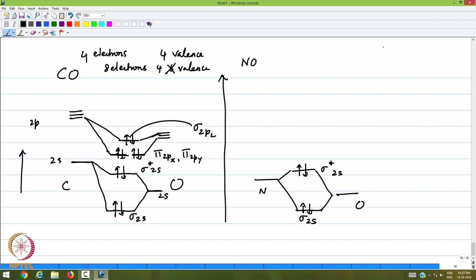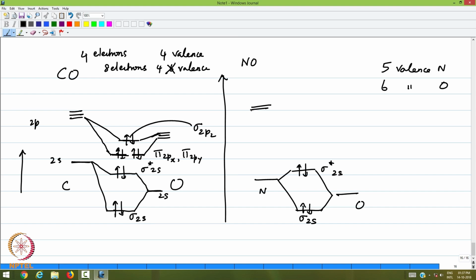There are 4 valence electrons for carbon, and for nitrogen, let me see, there are 5 valence electrons for nitrogen and 6 valence electrons for oxygen, leaving the 1s out.